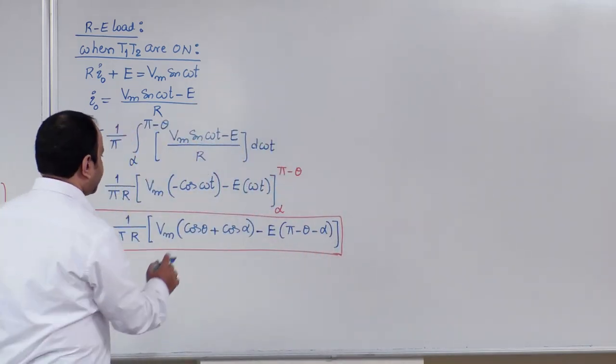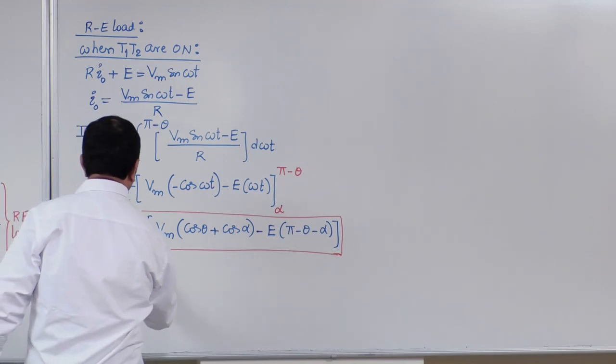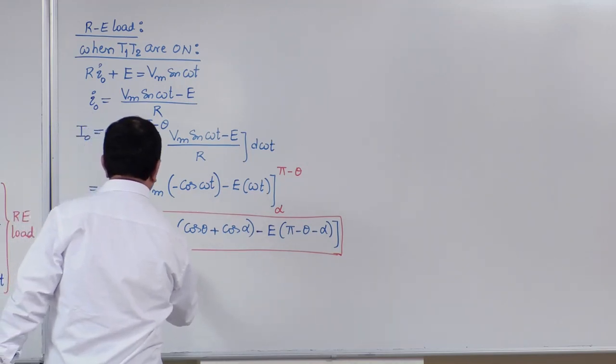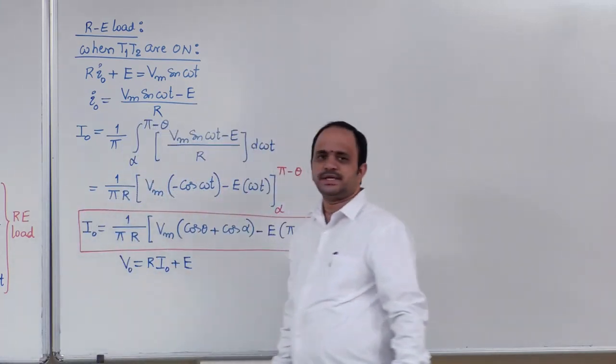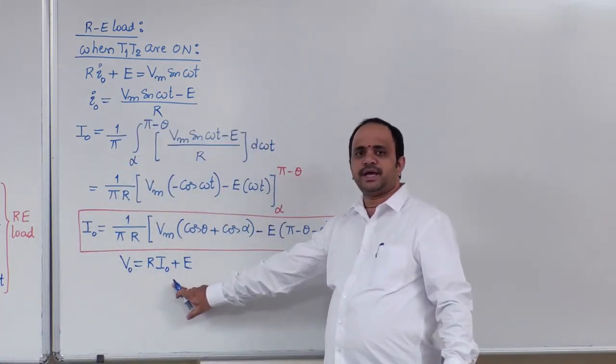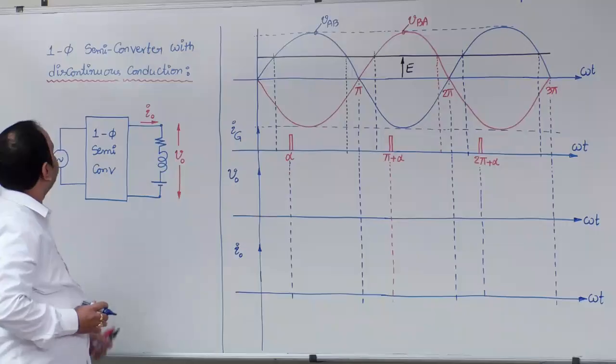Once we got average output current, how can you write expression for average output voltage? V naught is equal to R multiplied with I naught plus E.